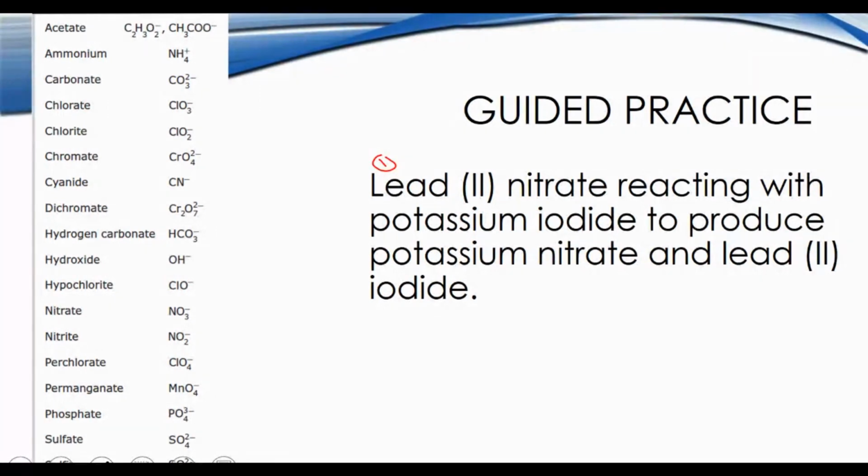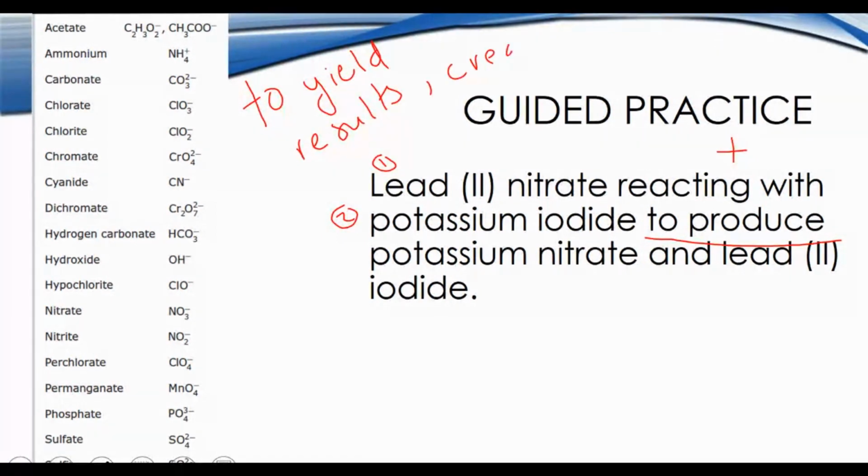Anything that says reacting with means that that's like a plus sign. So it's adding to something else. It's reacting with potassium iodide. That's another compound. To produce. Now this is important. If a problem says to produce or to yield or results in or something like creates, anything that sounds like that, like it's making something new, that represents the arrow on the equation, okay?